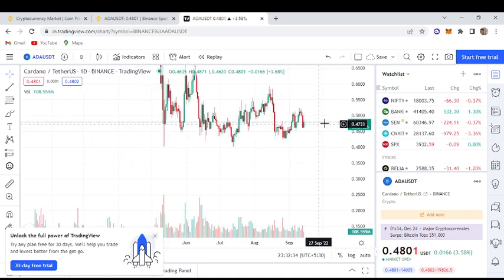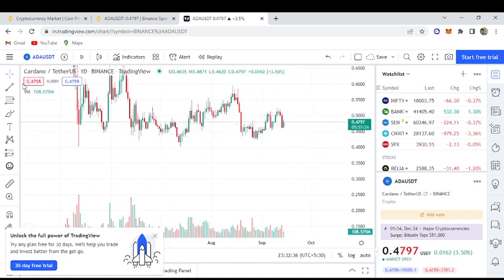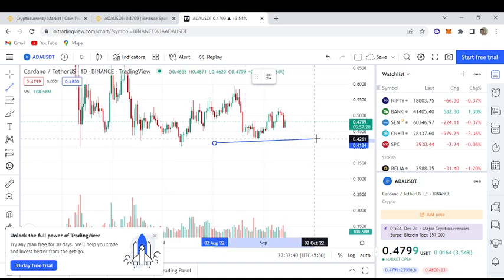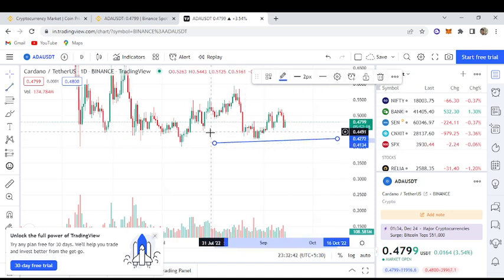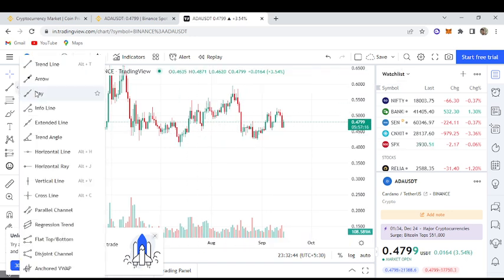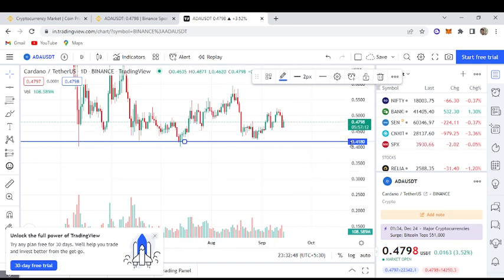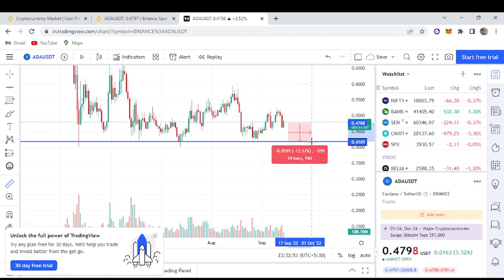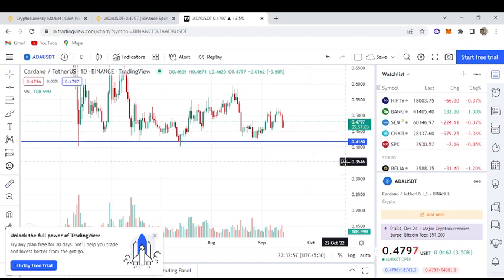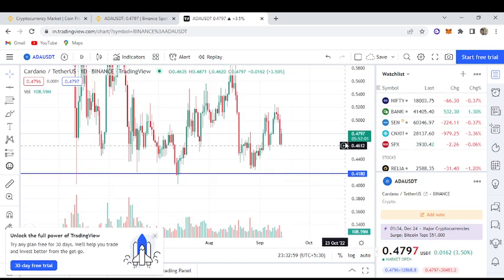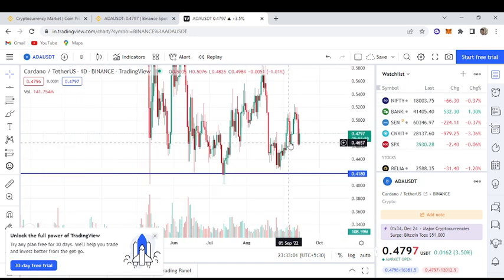So basically the support level here is around this position. I'll just take the hard into, around this position, which is 0.41. That's around 12% from the current levels. Of course, that's huge.